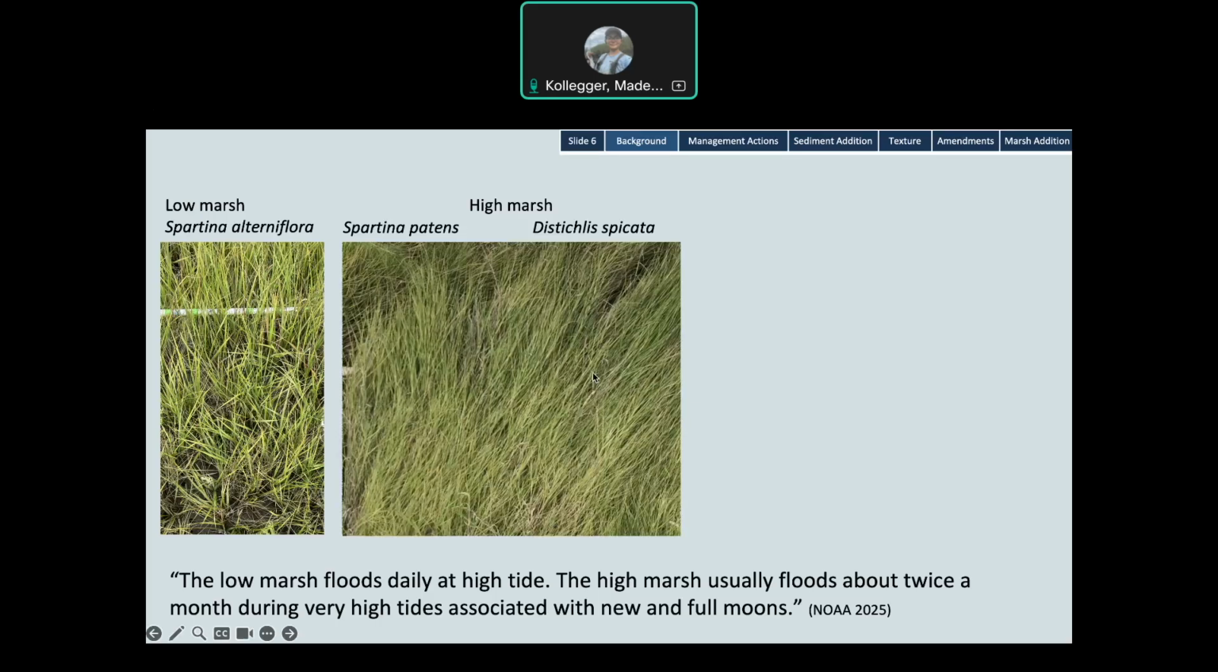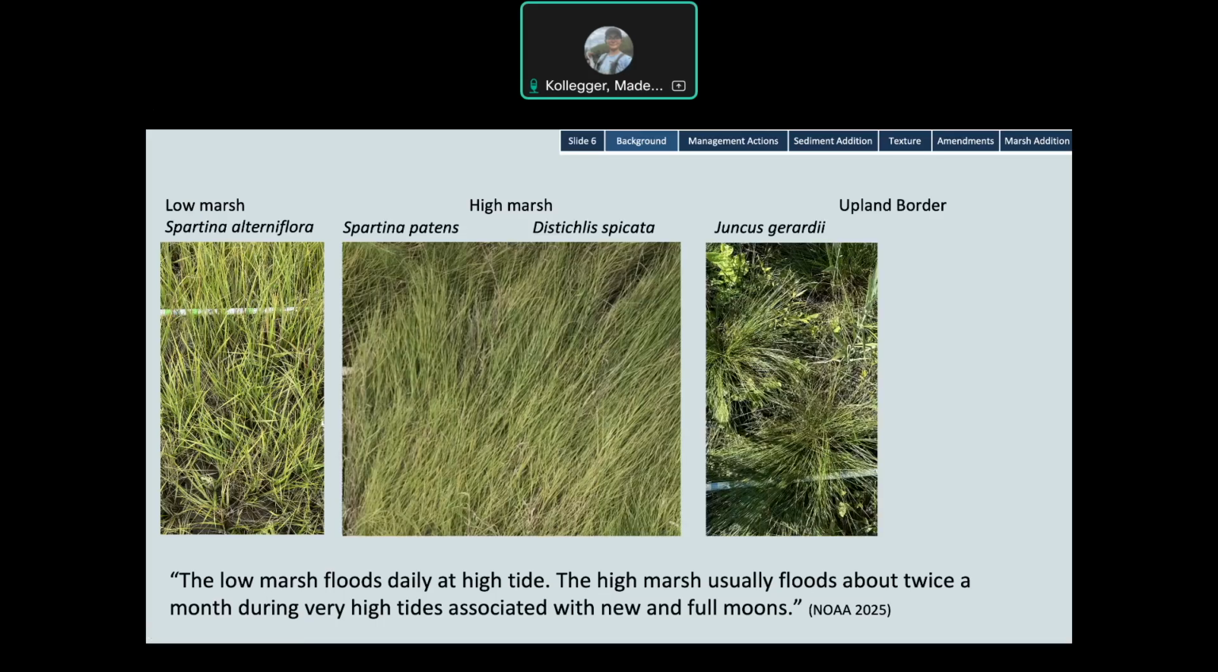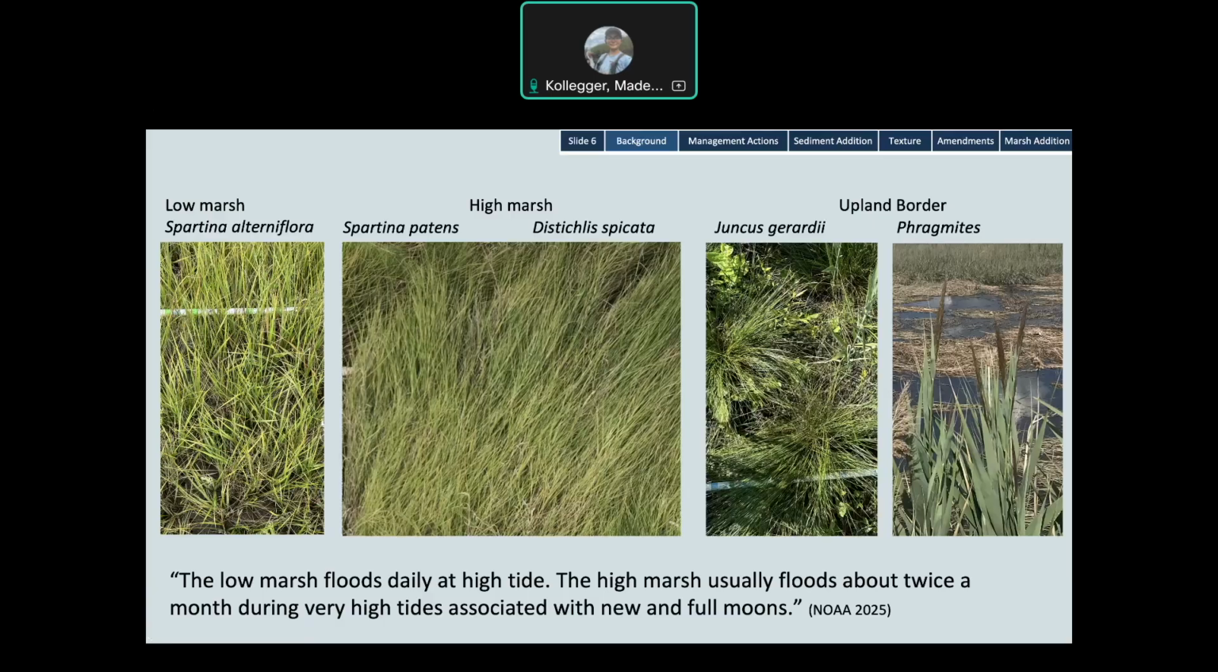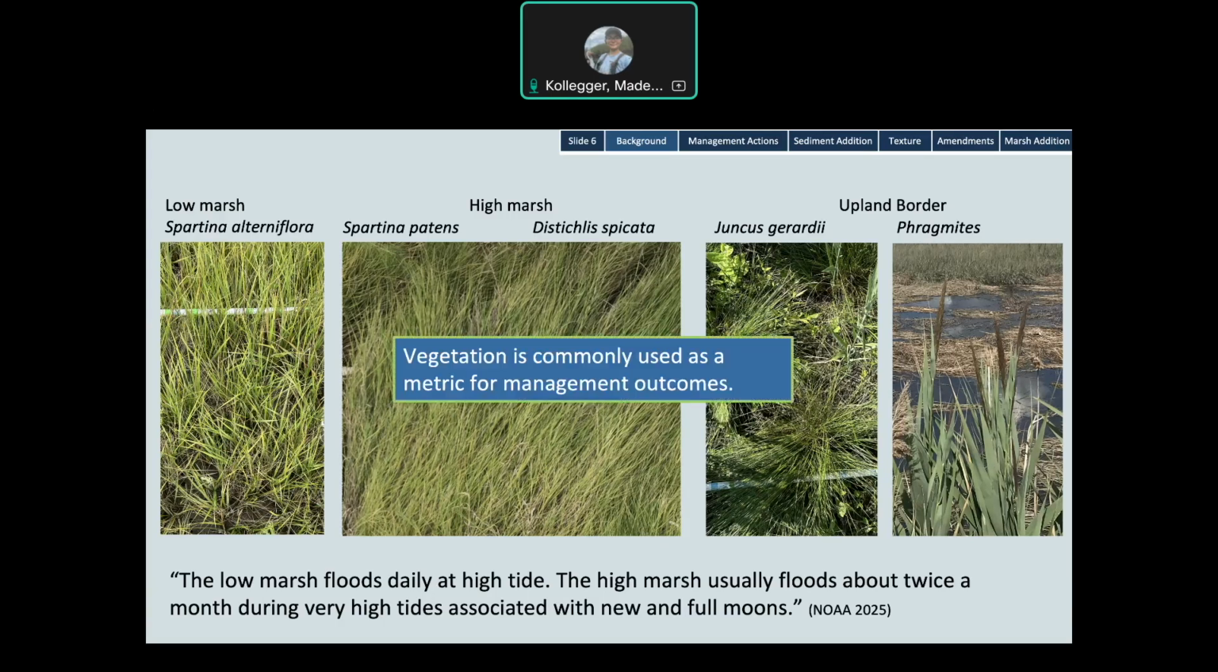Now, the high marsh will usually flood about twice a month, only during the highest of tides, and so it's not as wet or salty. And then you have the upland border, and that's higher in elevation, so it doesn't get wet nearly as much and is not as salty. And that's dominated by, in New England, Juncus gerardii and Phragmites. So these are those upland species.